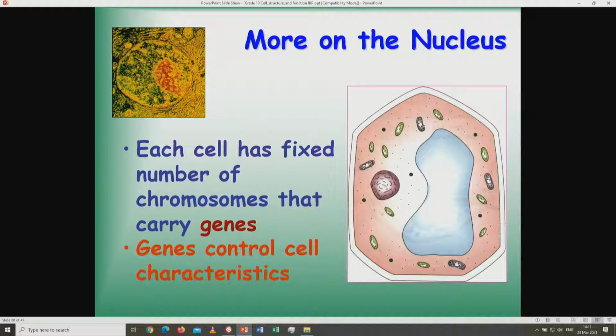Genes control cell characteristics. The DNA contains your genes, and the genes contain your eye color, your type of hair, your color of hair, your length, your characteristics. So it contains a whole lot of extra things that you cannot necessarily see on the outside, but also your personality, etc.